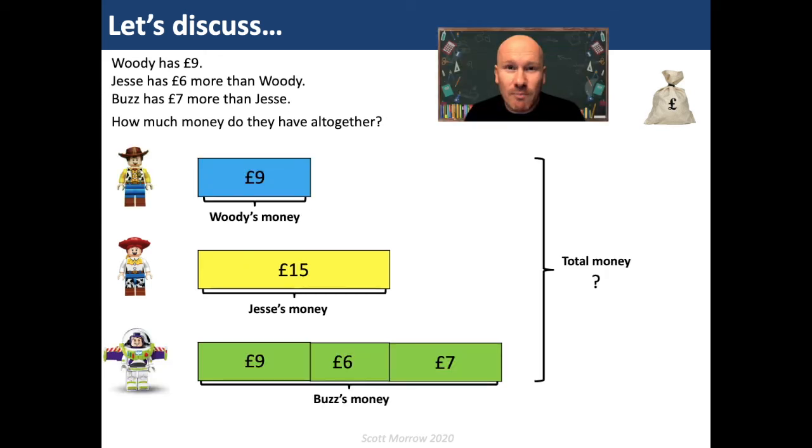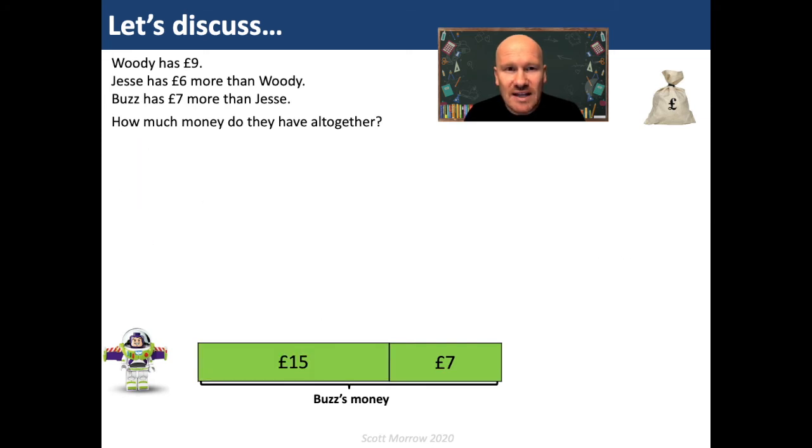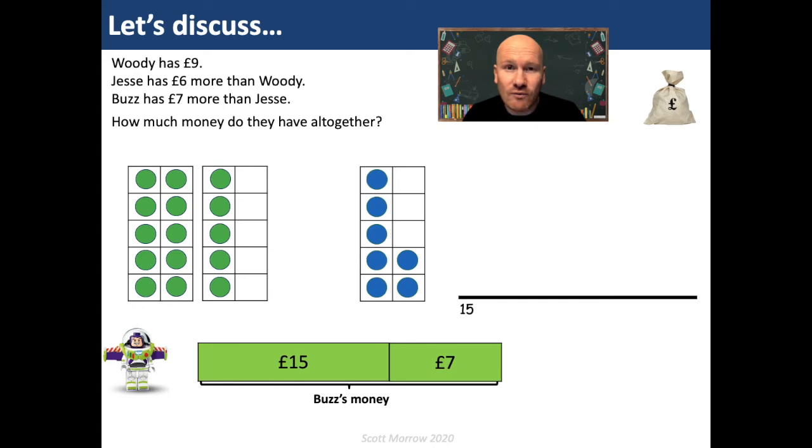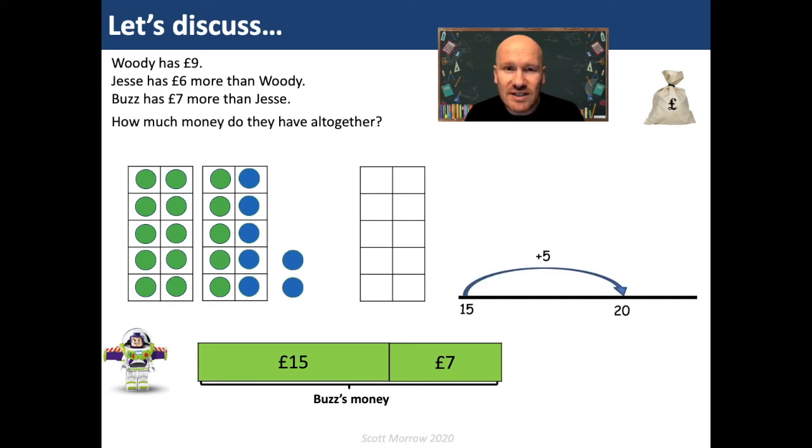Let's work out how much Buzz has. He's got the £15 to match Jessie, but then he's got an extra £7. So let's put out 15 and 7. Let's start at 15, and this time I'm going to add over 5 to begin with, because that takes me to a friendly number again. That takes me to 20. I've got 2 more counters to add across, which takes me to 22, so Buzz has £22.